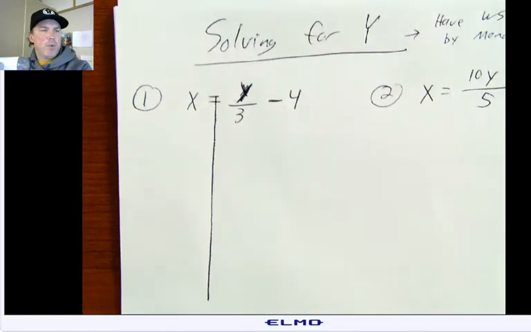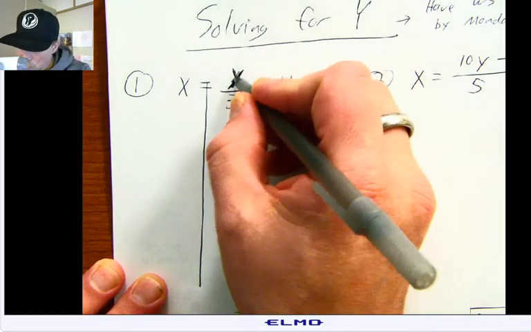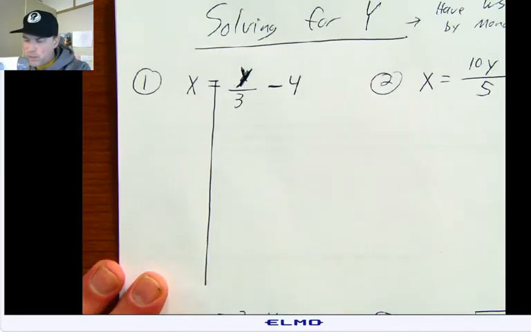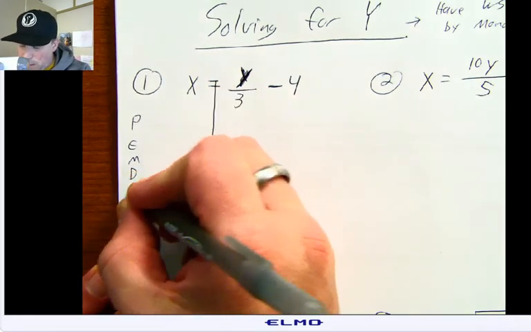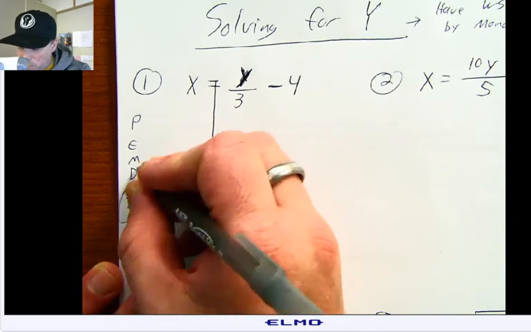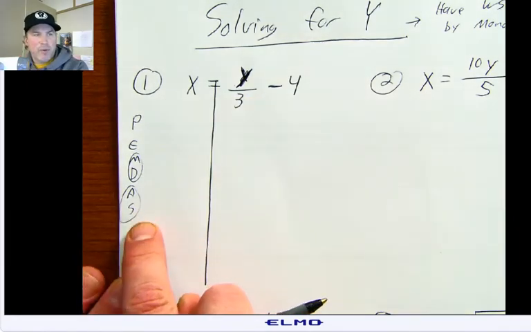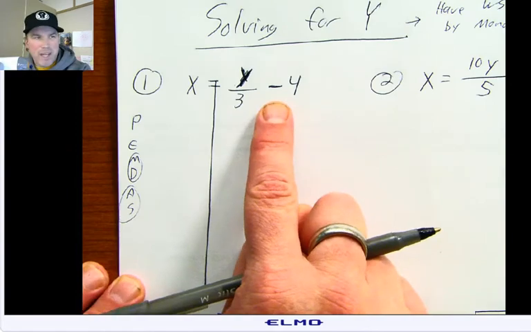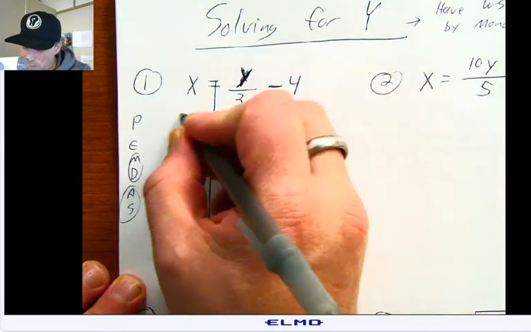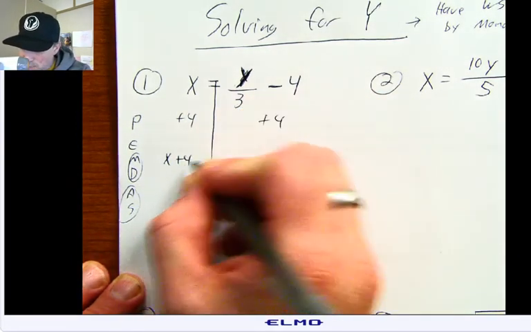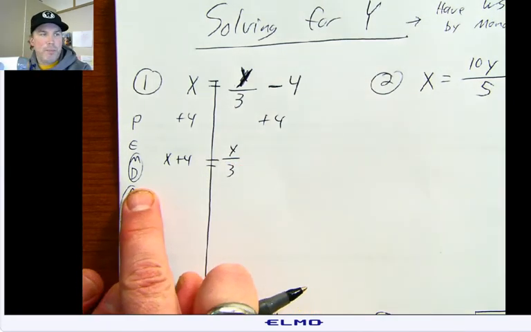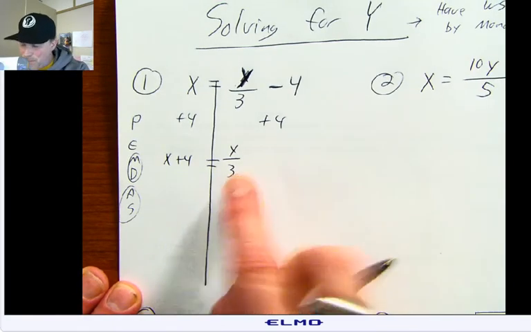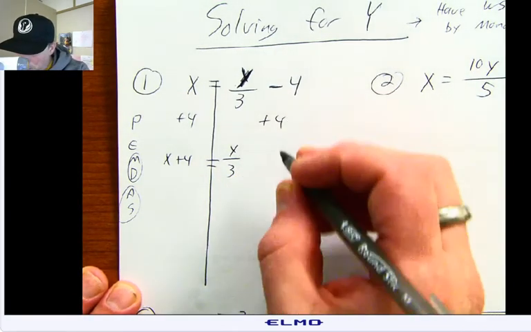Anyway, example number 1, I am trying to solve this equation for y. And whenever I work algebra equations, it is your order of operations, but in reverse. So look, is there any addition or subtraction that could be done? Well, I see a minus 4, so I could add 4 to both sides. So x plus 4 equals y over 3. Now to get y by itself, I'd move into multiplying and dividing.